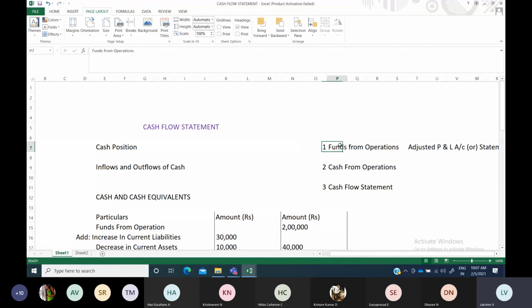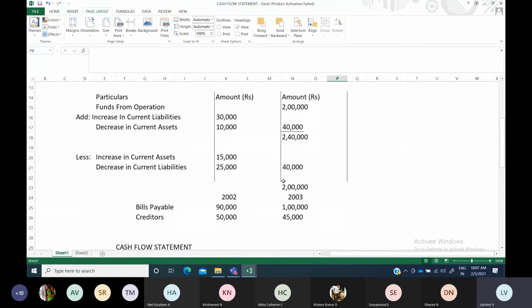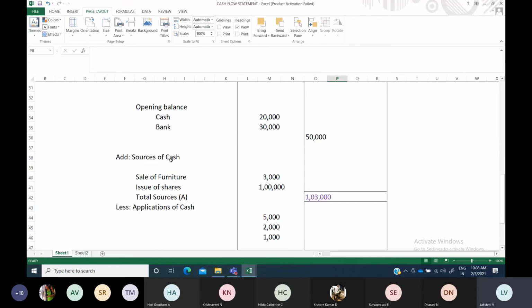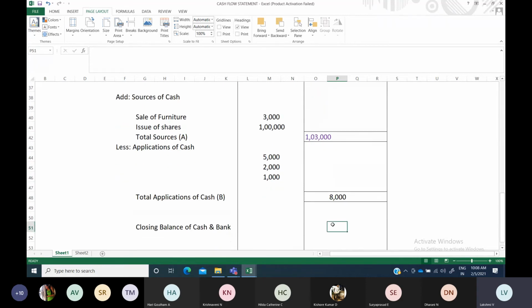Here, your starting step itself is fund from operations. In order to calculate cash from operations, you are doing all these things: current liability, current asset, increase, decrease. Based upon that, you have to put, and you should not take your cash and bank balance here. And if you have any bank overdraft also, you should not take. Bank overdraft means here you will get a negative answer. A positive answer you will not get. A minus it will go.